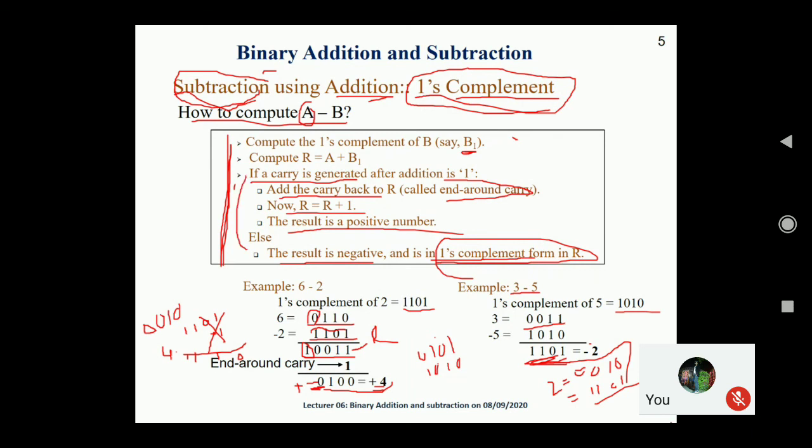So what happens when no carry is generated? We use the negative. That means we automatically know this one is negative. Whatever value is generated in decimal form, we write in the negative form, because the MSB bit is 1. 1 means negative and 0 means positive. Here the result is in ones complement form. See, 1101 is the ones complement form of 0010, and 0010 represents 2 in decimal.